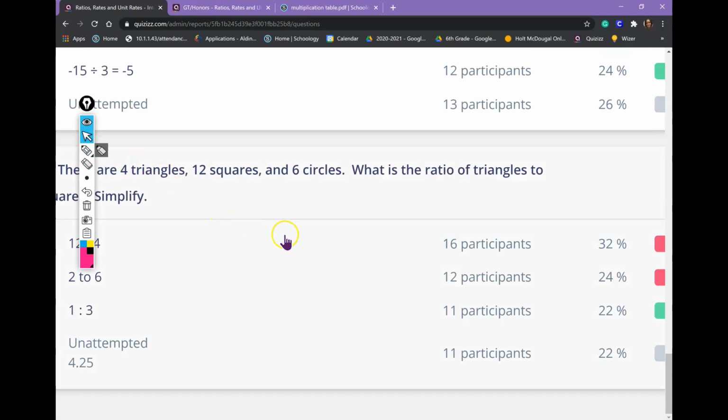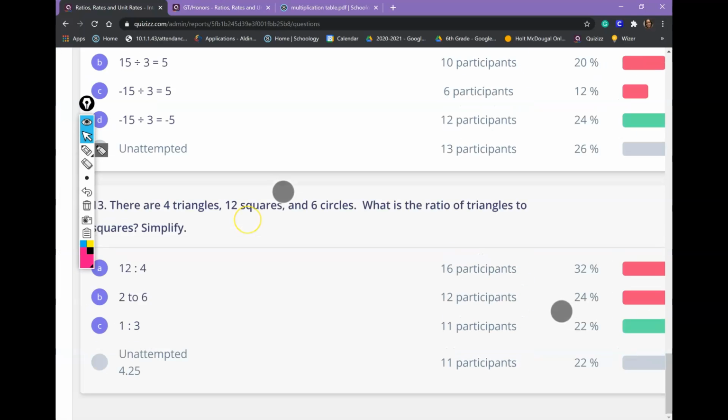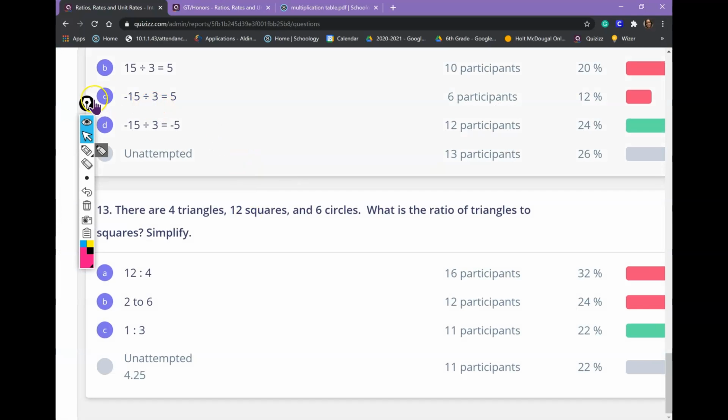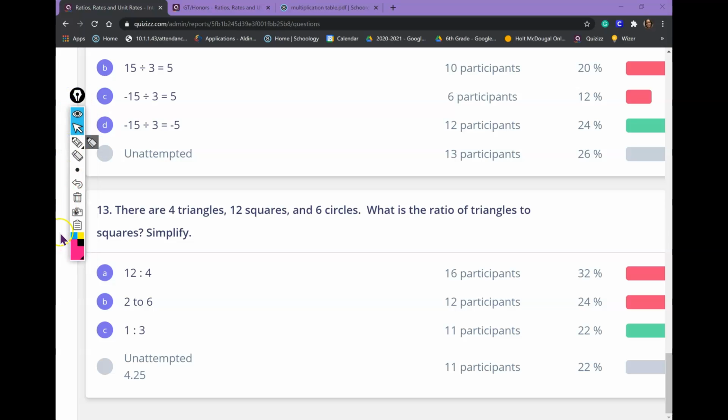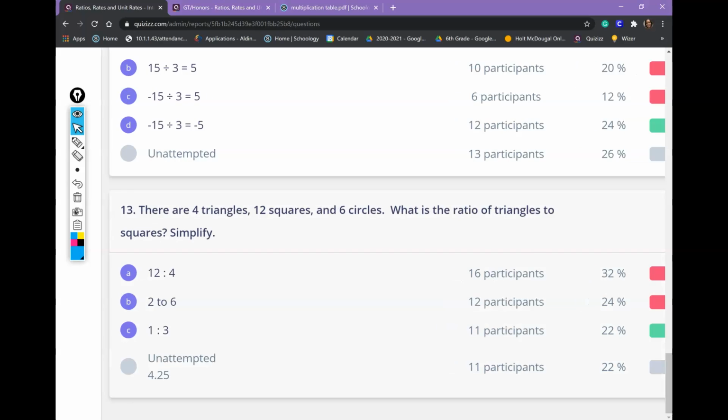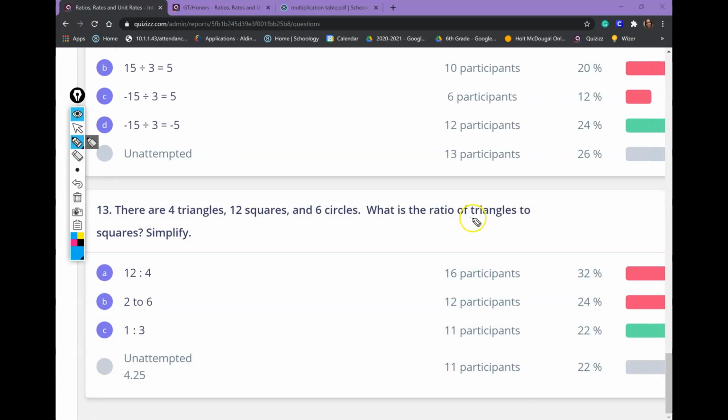Alright, and then this is the last question. I think again, people just were not reading carefully. It says, there are 4 triangles, 12 squares, and 6 circles. What is the ratio of triangles to squares? Triangles to squares. And then it tells me that I need to simplify. So I don't even need to look at circles because that's nothing. So I'm going to just cross out any 6 I see. Then I'm going to set up my ratio. 4 triangles, because triangles is first, to 12 squares.